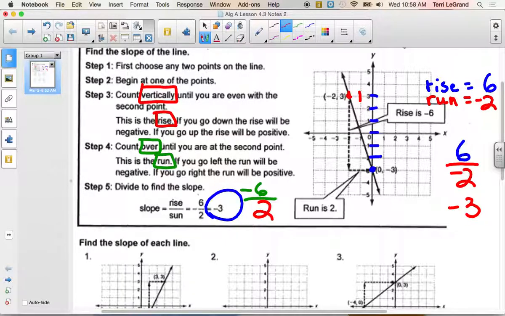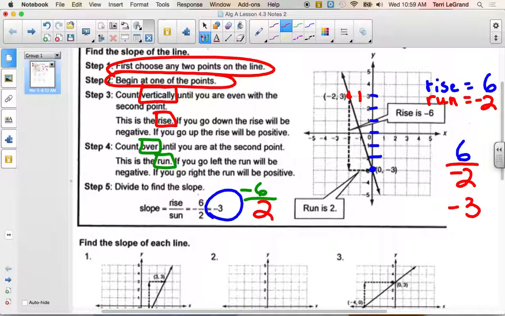So notice, that's why it's important that you understand. It says first choose any 2 points you want. Doesn't matter which 2 points you choose. And then it says begin at one of the points. It doesn't tell you which one to begin at. It doesn't say begin at the top one or begin at the bottom one. It says you get to pick. We should all get the same answer anyway.